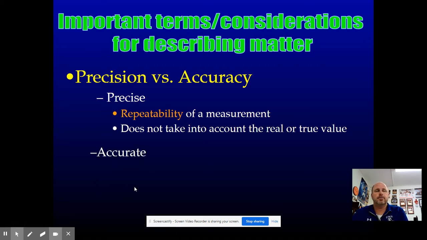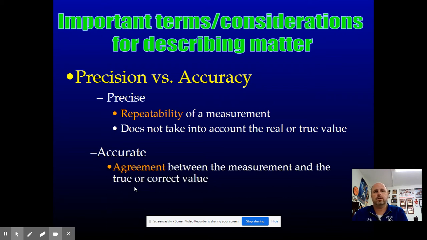Accuracy, or being accurate, takes into account being correct. It's an agreement between the measurement and the true or correct value. So if you're aiming at the bullseye and you hit the bullseye, it's accurate. If you're aiming at the bullseye and you hit the wall 3 feet to the right of it, it's not accurate. Accuracy you can see from one measurement or one throw or one toss. Precision is really hard to see unless you have a number with lots of digits after the decimal point, so you can compare it that way. So precision means to be repeatable. Accurate means to be correct.